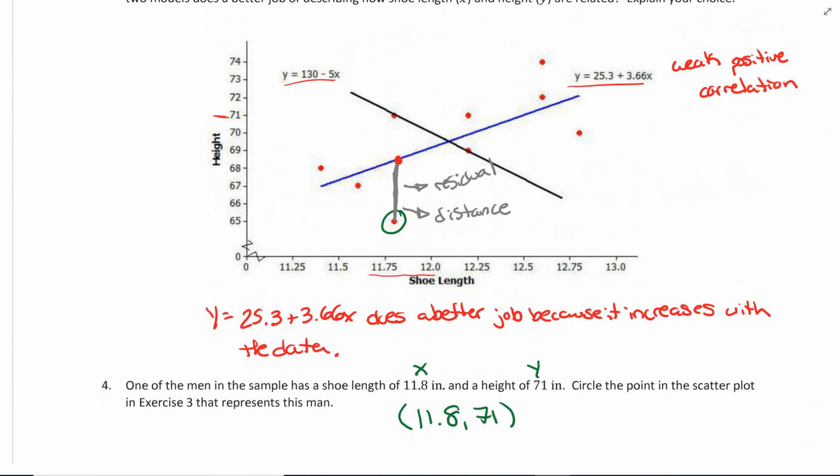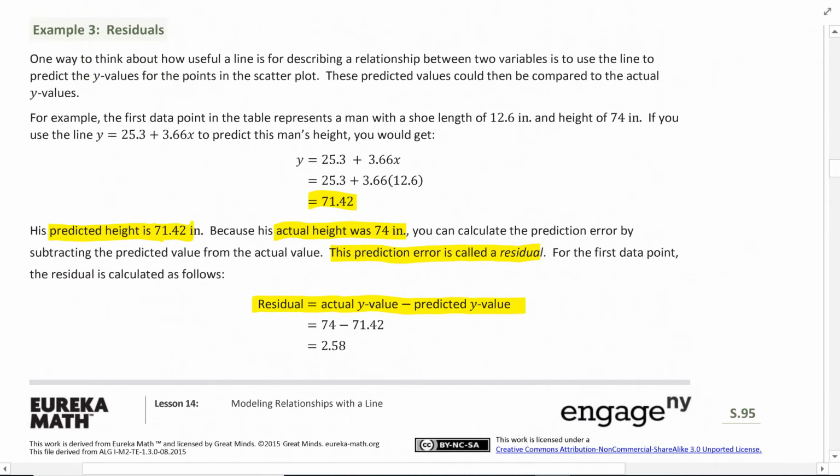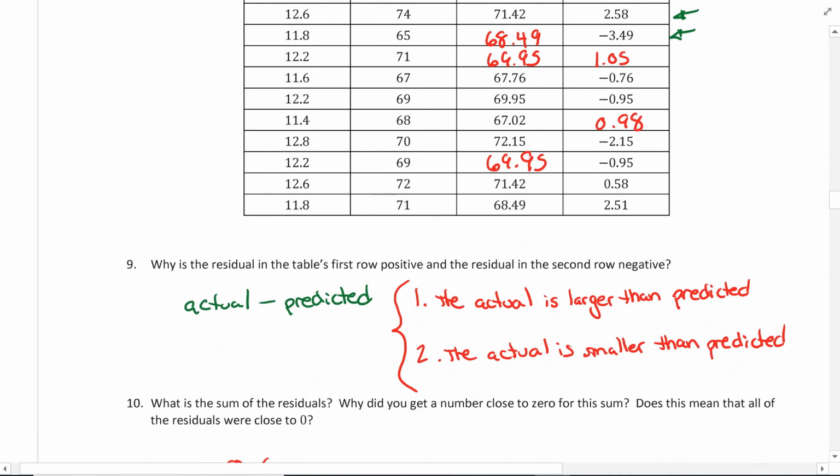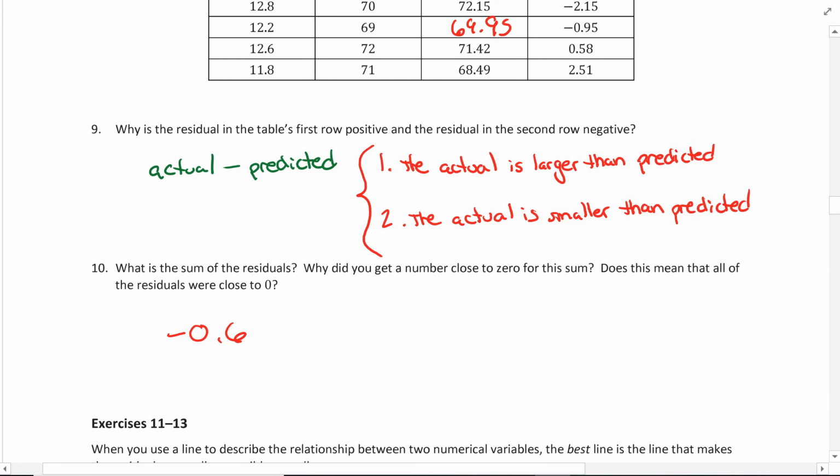We have 5 coordinates above the line, 4 coordinates below the line. And in essence, if there's an even amount on each, they should cancel each other out. So if they cancel each other out, our sum should go to 0. So again, this number is close to 0 because the positive and negative values of the residuals balance each other out. Not all residuals are close to 0. It's the fact that they balance each other. That's what we have to pay attention to.